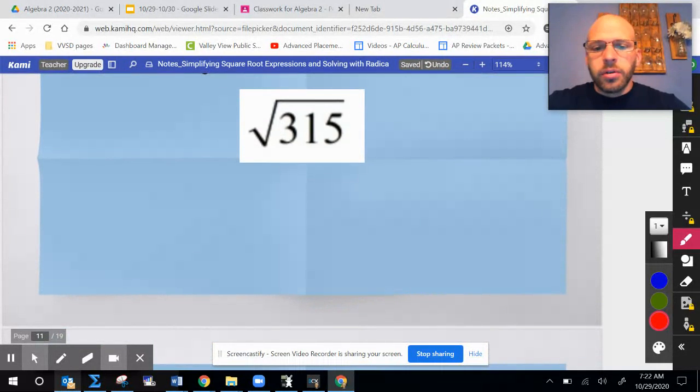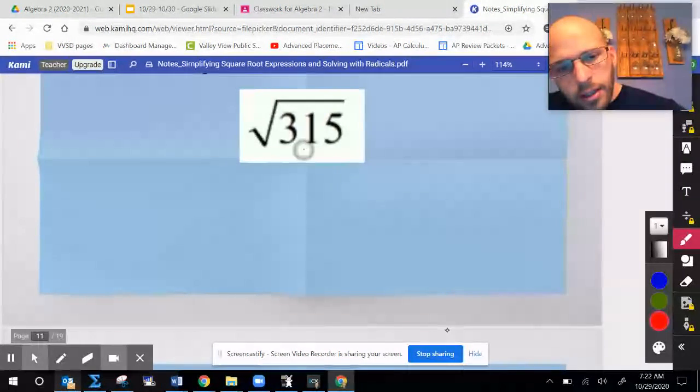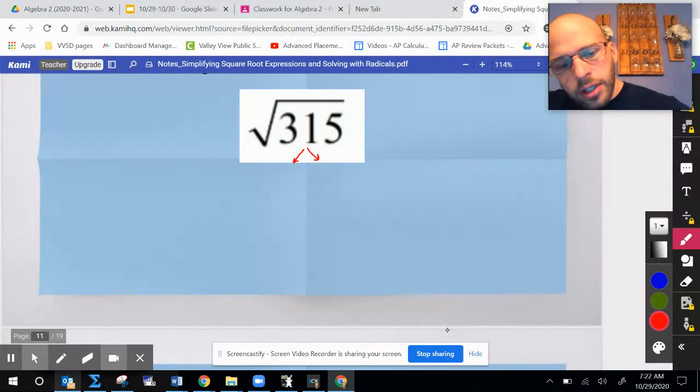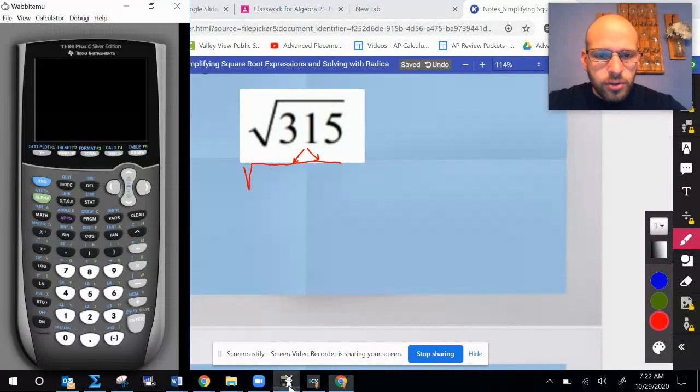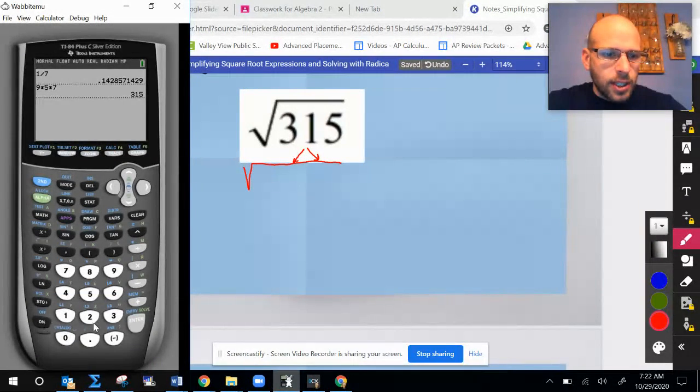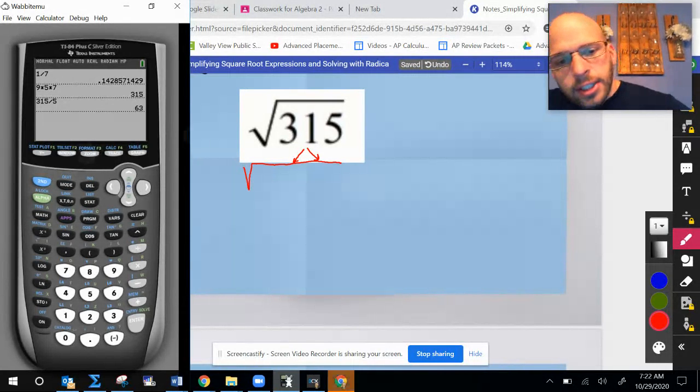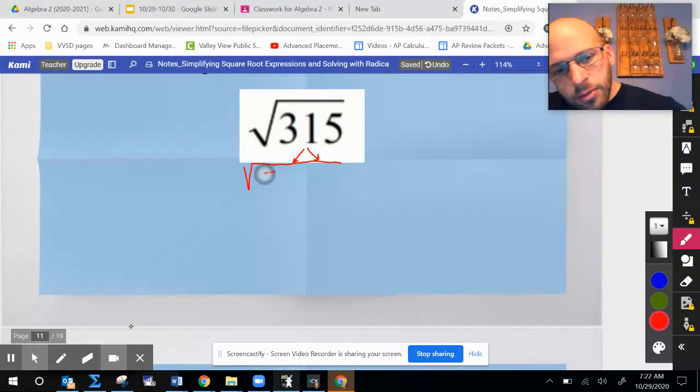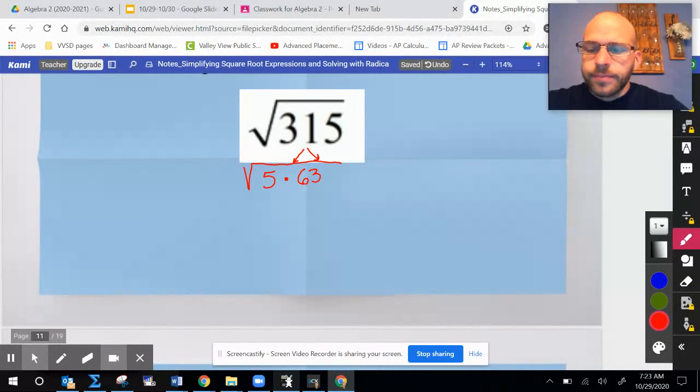So I have the square root of 315. Let's break it down, right? Now I'm trying to think of what to break it down into. I know 5 divides it, so I'm going to use my calculator here. 315 divided by 5 is 63. So I can say that this would be 5 times 63. Okay, I'm going to break it down further.